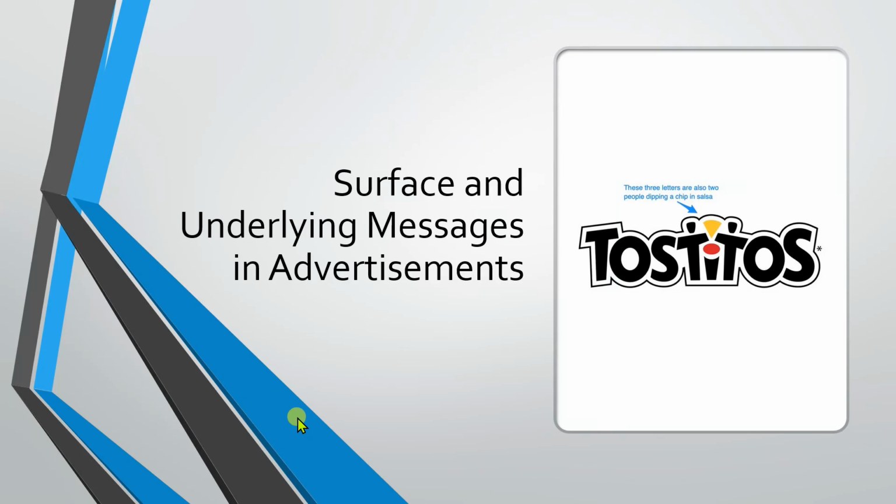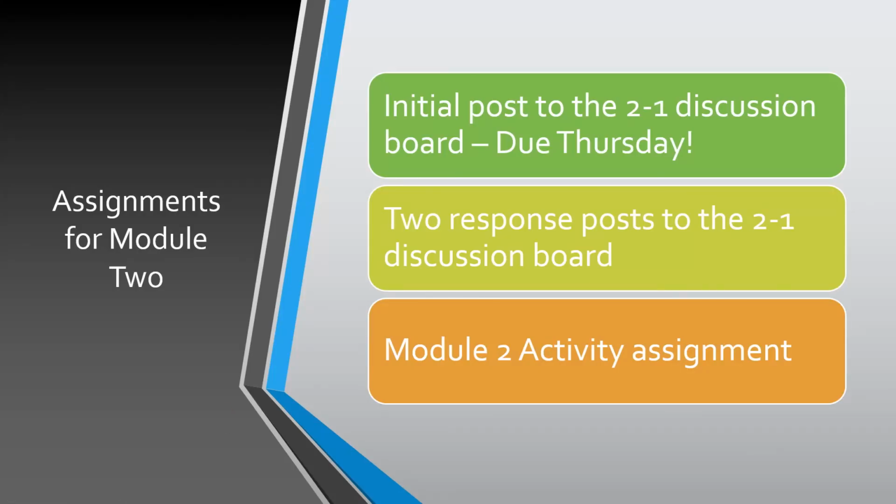Speaking of your assignments, here's what's due in week 2. Your first assignment is due on Thursday and is your initial post to the 2-1 discussion board. You will have 2 response posts due by 11:59 p.m. on Sunday night. And your Module 2 activity is also due by 11:59 p.m. on Sunday. This week begins the 11:59 p.m. in your time zone deadline for assignments.